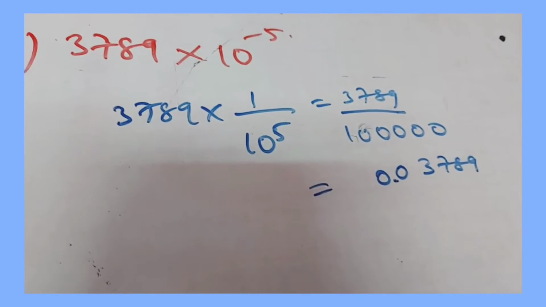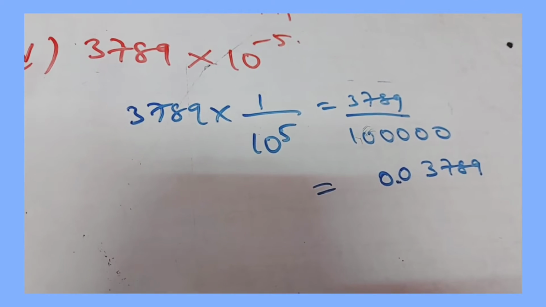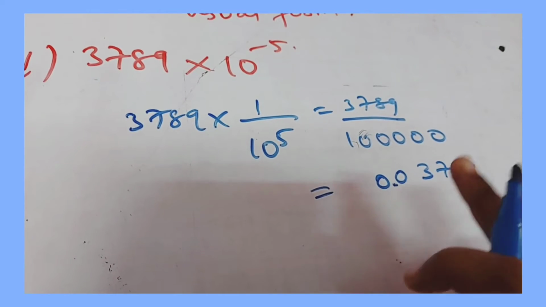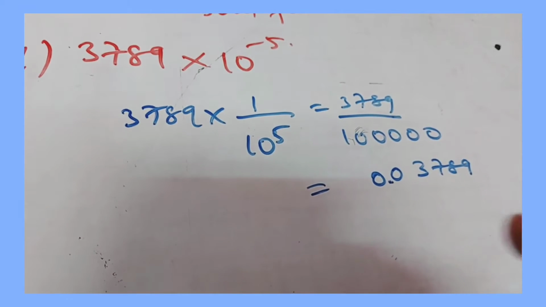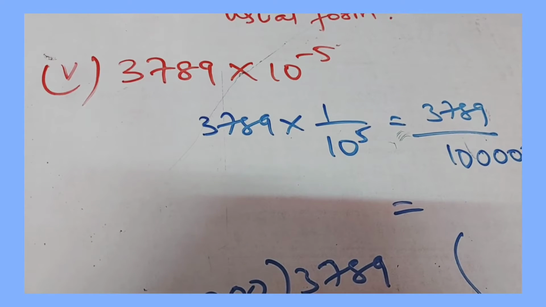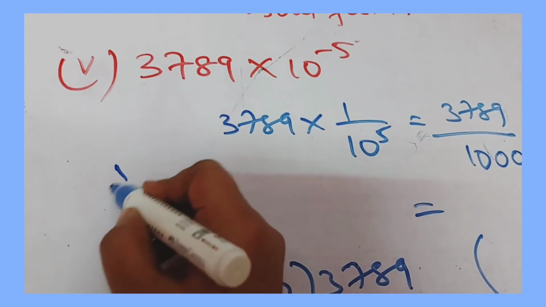So I will show you with the division also. This sum I will show you with division also. You will get the same answer for division also if you do the division, but it is very lengthy. You can do it with this method easily. So the fifth one is 3789 into 10 to the power of minus 5. Again we have to take this identity.